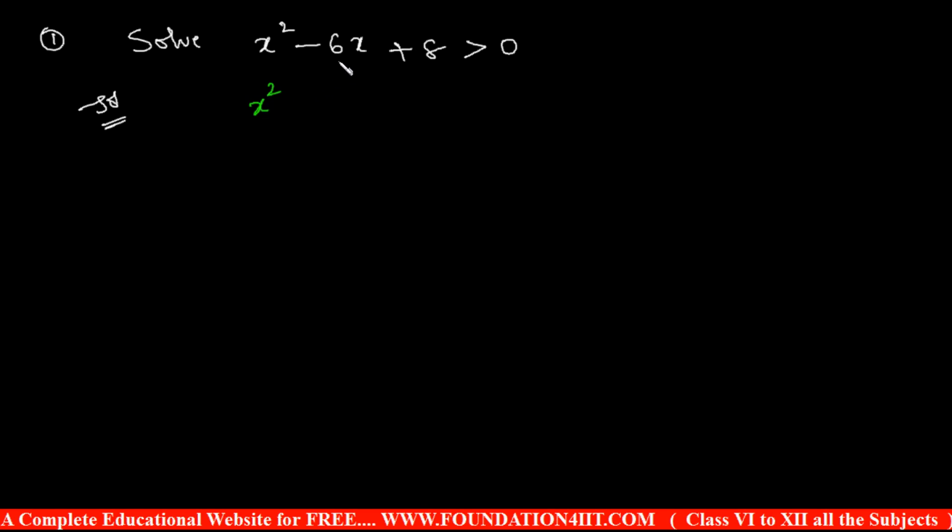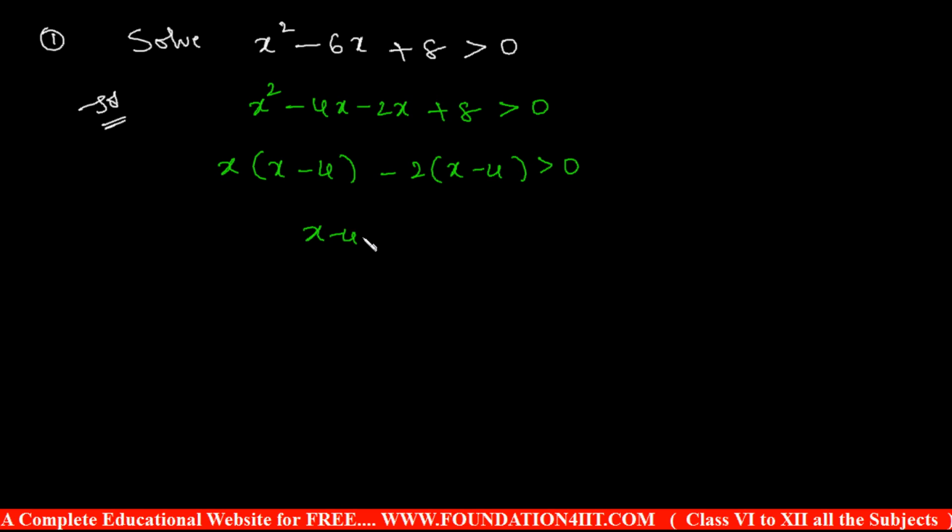x square minus 4x minus 2x plus 8 is greater than 0. Already you know how to split the middle term in factorization. We discussed that. Minus 6x is minus 4x minus 2x. Take x common, x minus 4, and minus 2 common from the next two terms, x minus 4 is greater than 0. So x minus 4 into x minus 2 is greater than 0.